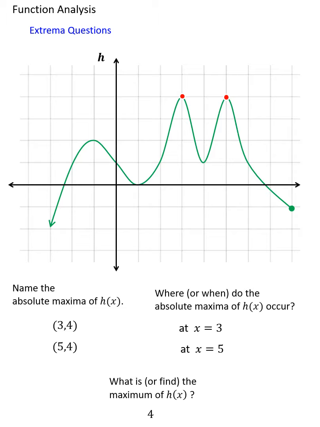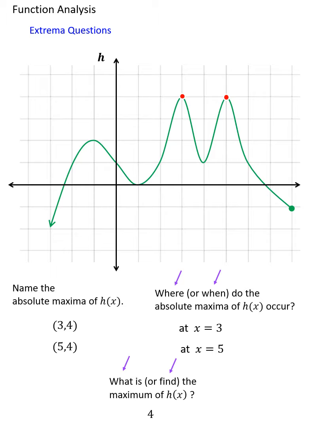Because when we ask for the maximum of a function, we're asking for the highest possible y value. Now, this is a little bit confusing. Let me clarify. If we're asked for where or when, the expectation is that we'll find x values. But if we're simply asked what is the maximum or to find the maximum, we're being asked not for a specific point, but just the overall highest y value on the function. And the highest that this function gets is y equals 4.